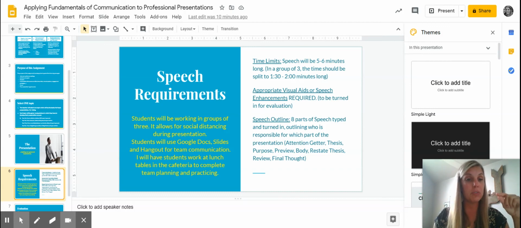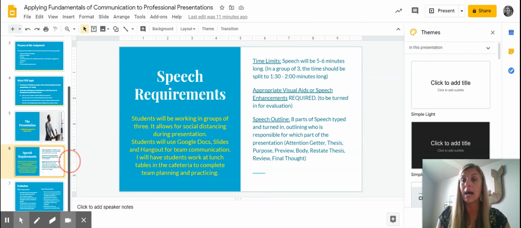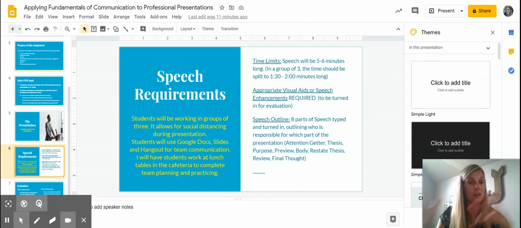Also, they'll be able to attribute which part was to who, just to make sure that there's adequate teamwork going on. So that will be turned in as one, not separately by student to student, but it'll be turned in as a team, and they'll work on that together through Google Docs.